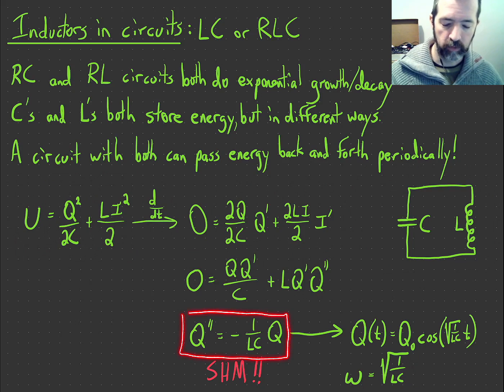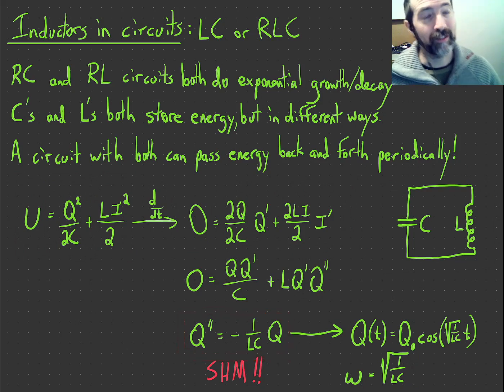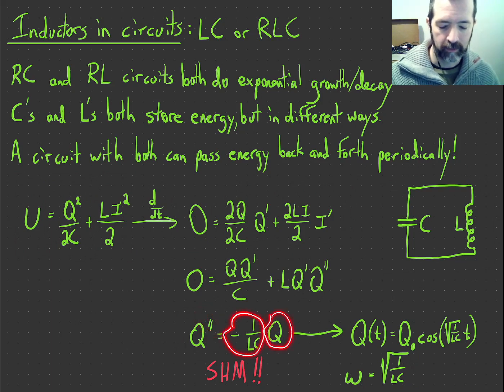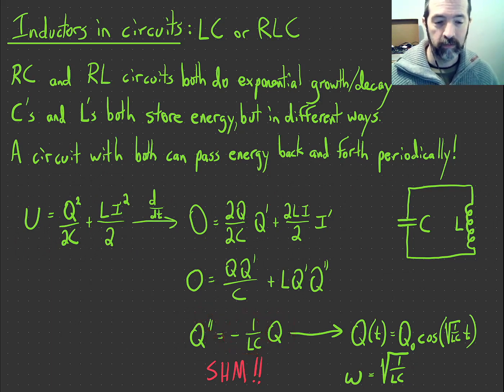If you solve for q double prime, you have this. And this differential equation is the same one that we saw for simple harmonic motion back when we were studying mechanics. If you see the second derivative of a thing equals a negative constant times the original thing, the solution is sines and cosines. It's a periodic function, just like simple harmonic motion.